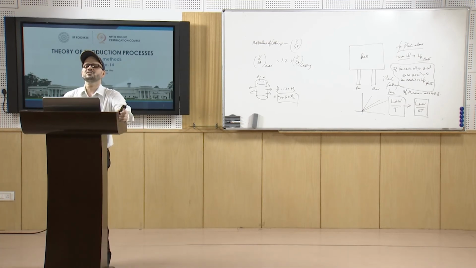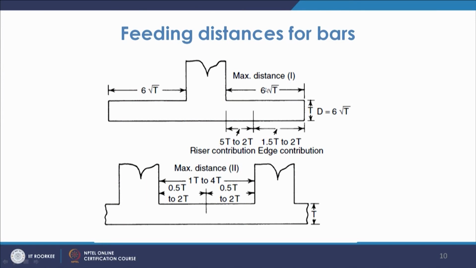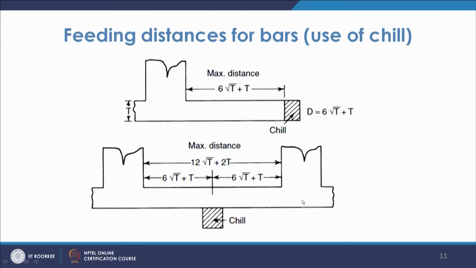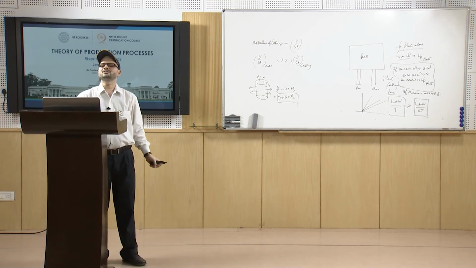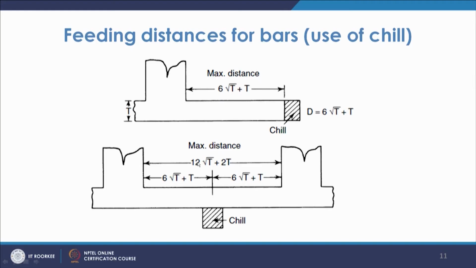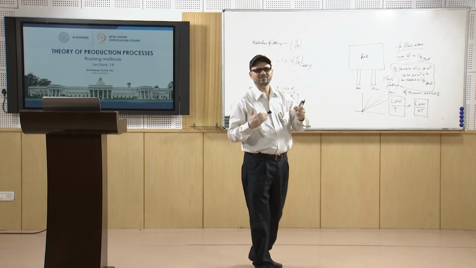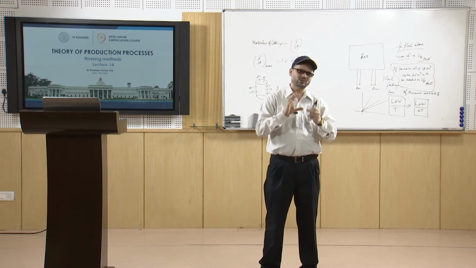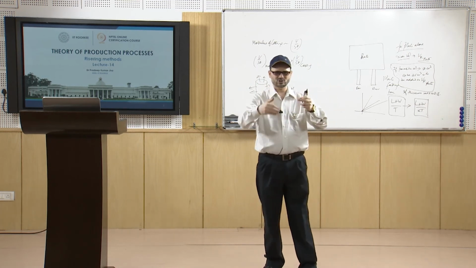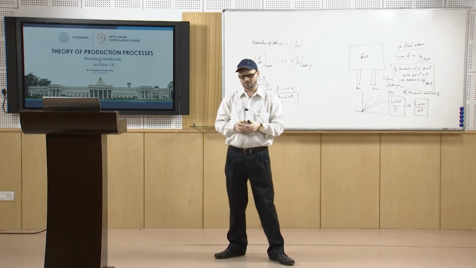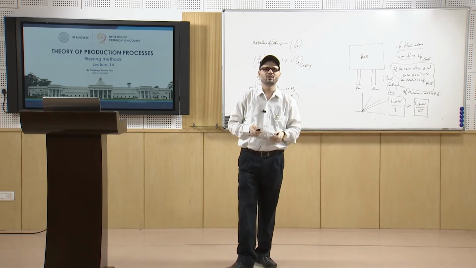This is for bars. For a bar it comes out to be 6 root T on one side, and if you use a chill in the bar it will be plus T. So 6 root T on both sides if you have two risers. You can feed a maximum of 12 root T, and if you use a chill, 12 root T plus 2 T. This is how the feeding distance is defined for bars and plates, and you can ensure how many risers are required.